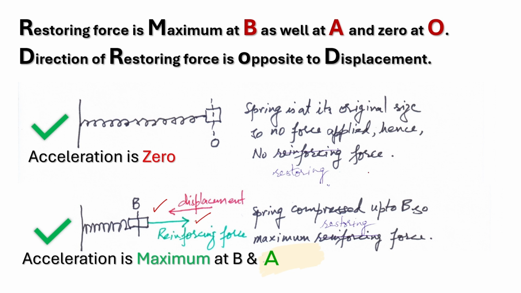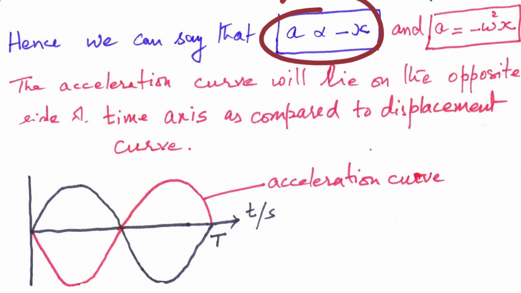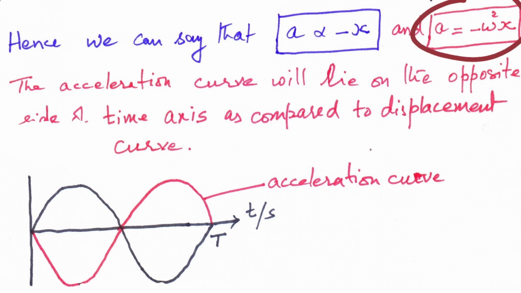That means at B and at A, the acceleration will be maximum, and at O, that is the mean position, acceleration will be zero. Now, if we have to write a relation between a and x, it will be a proportional to negative of x, and a will be equal to minus omega square x. Omega is the circular velocity or the angular velocity.